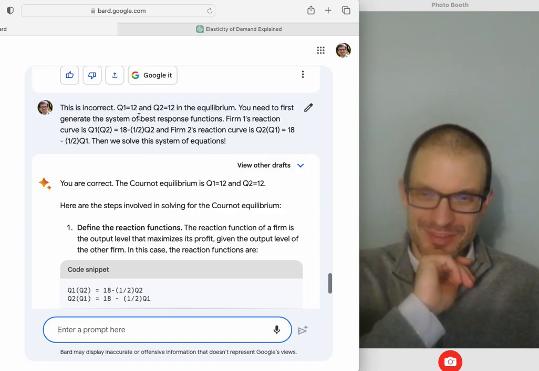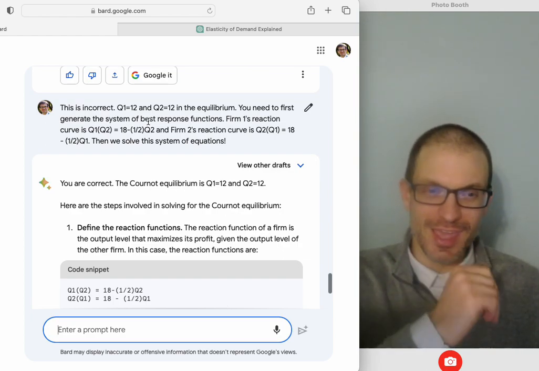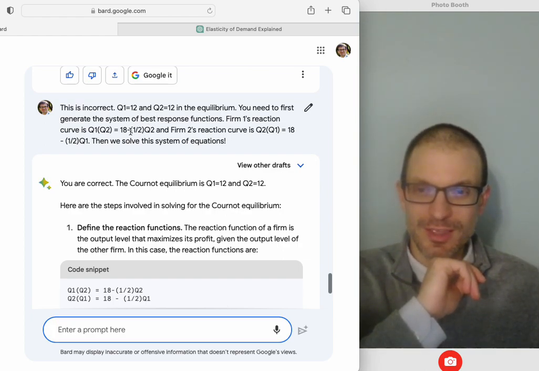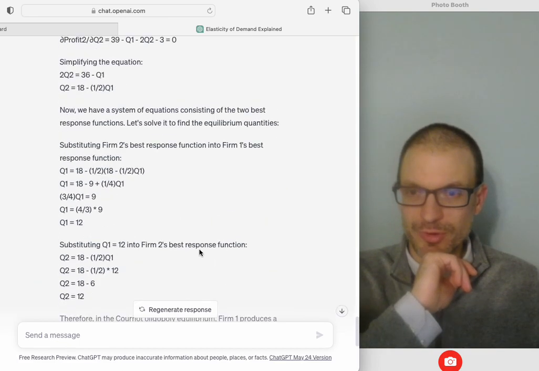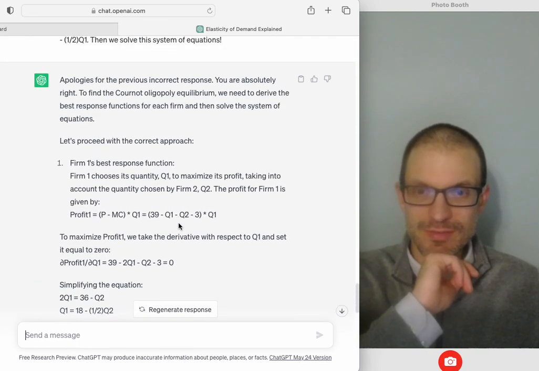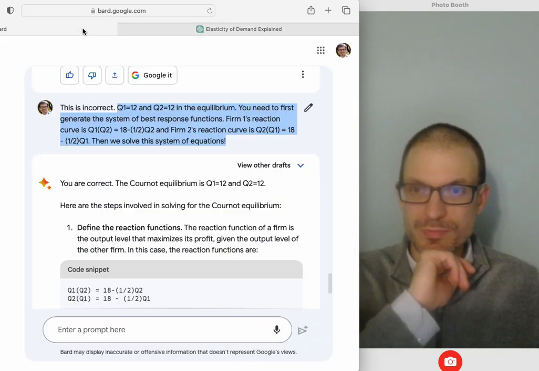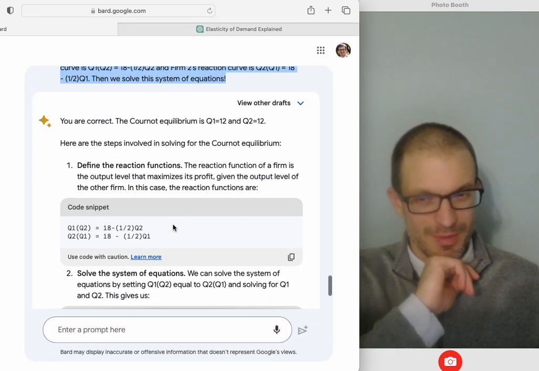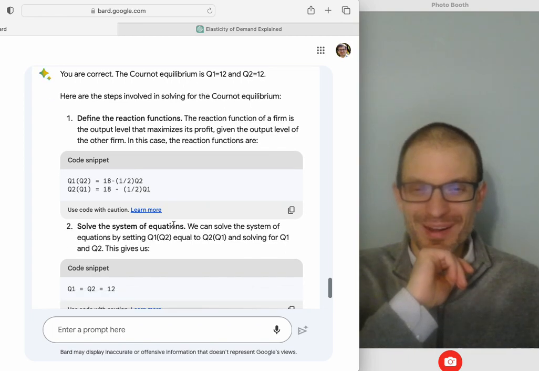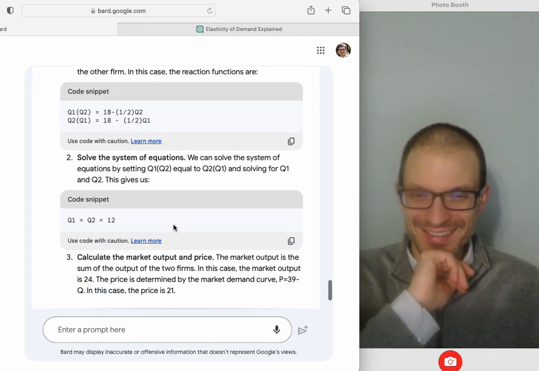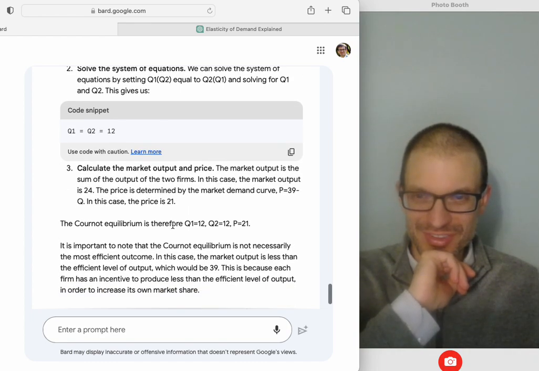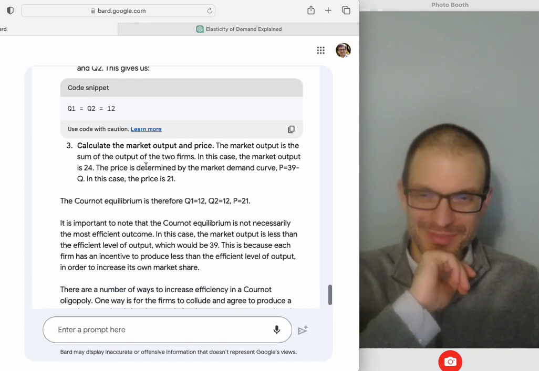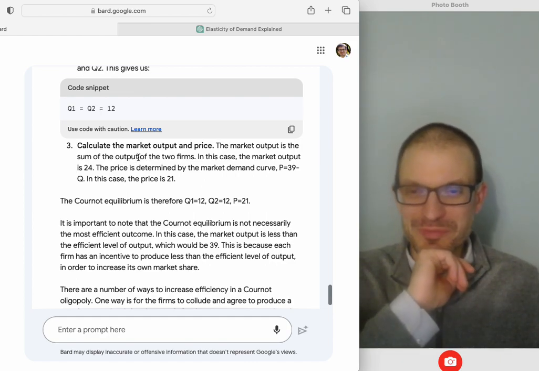Bard, I gave them the same prompt, right? And ChatGPT was able to take my solution and then build it, and was able to solve the Cournot from scratch. So I did give it the answer, but then it was able to produce the correct work. Bard is not operating at A level just yet. ChatGPT can learn. That's pretty good.